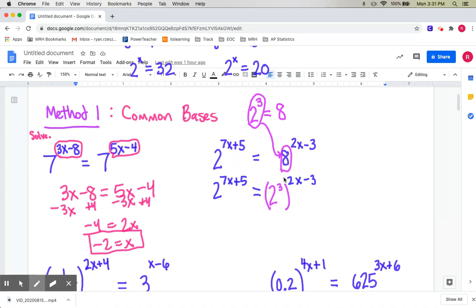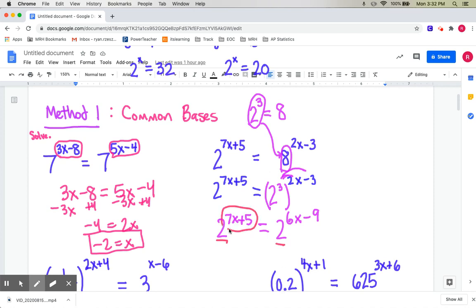Well, now what I can do is I can distribute these exponents out, clean this up a little bit. I'm going to have 2 to the 7x plus 5 on the left, and my right side is going to say 2, and that's going to make a 6x minus 9. So basically, I did a clever substitution. I realized, oh, that's 2 to the third. Now my bases actually are the same thing. I have a 2 here, and I have a 2 here.